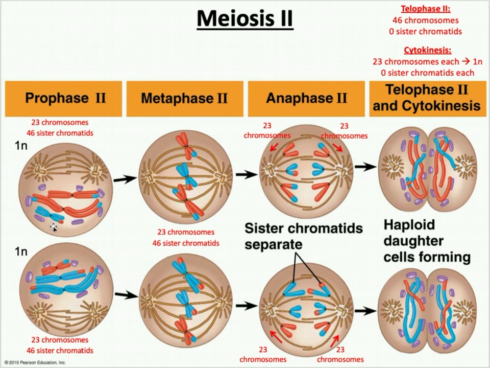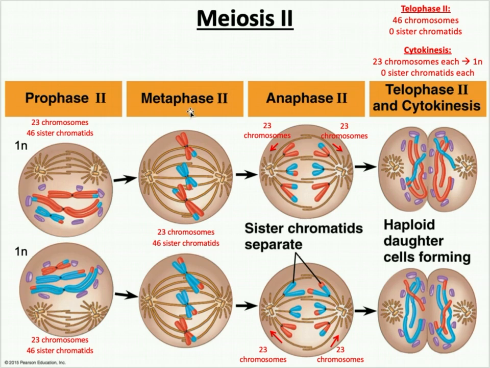So in this prophase 2, we'll get the disintegration of your nuclear envelope, the disintegration of that nuclear membrane. You'll have the formation of the mitotic spindles. The centrosomes will start to move to the opposite poles of the cell. And then in metaphase 2, you're not doing anything to the numbers. You're just basically aligning the chromosomes on the metaphase plate.